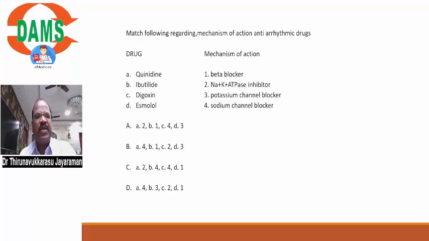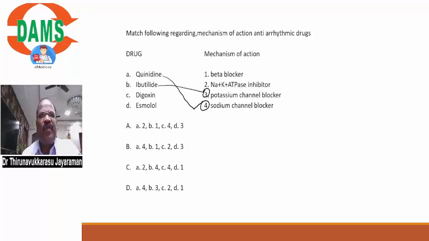Next, a matching type question. Match the following regarding mechanism of action of anti-arrhythmic drugs. One is drug name, the other mechanism of action. I think it's a straight question. Quinidine, we know, is class 1. Quinidine, procainamide, disopyramide are class 1A drugs. That means sodium channel blocker, that is 1. Ibutilide is a class 3 drug, that means potassium channel blocker.